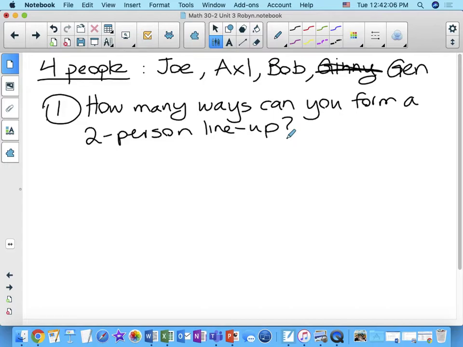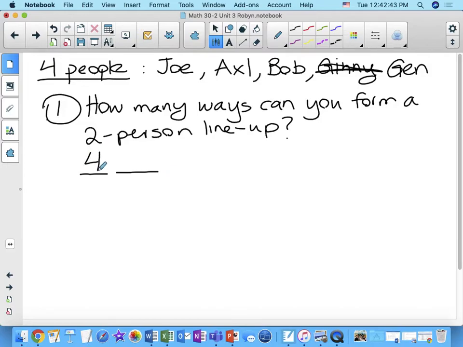How would you start to solve it? What do we do? How many people are going into the line? 2. Okay, so what should we do? How should we set it up? 2 spots, yes. Okay. How many options are there for the first spot? 4, because there's 4 people right now, right?